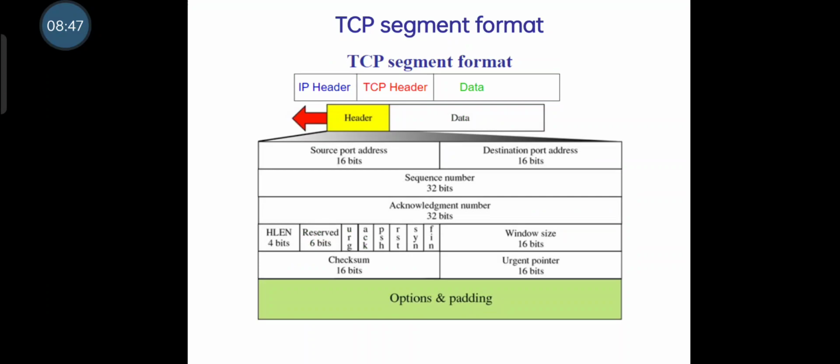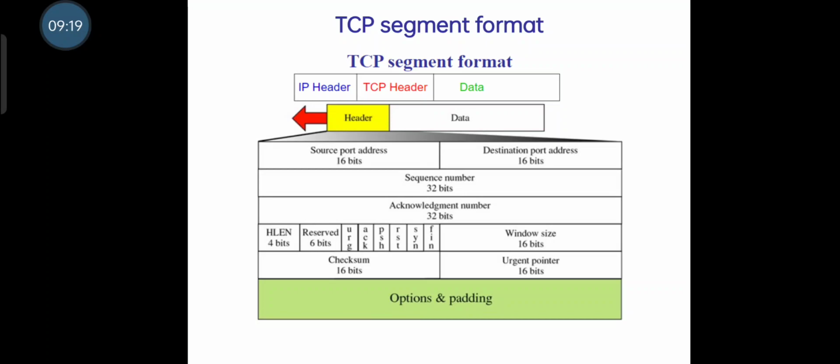Finally we have the very important TCP segment format. Along with the header, I am sending 2 things while sending the data: one is the header, the next one is the data. The header itself consists of different information like source port address, destination port address, sequence number, acknowledgement number, length, reserved bits, then 6 flag fields, the window size, checksum, and urgent pointer.